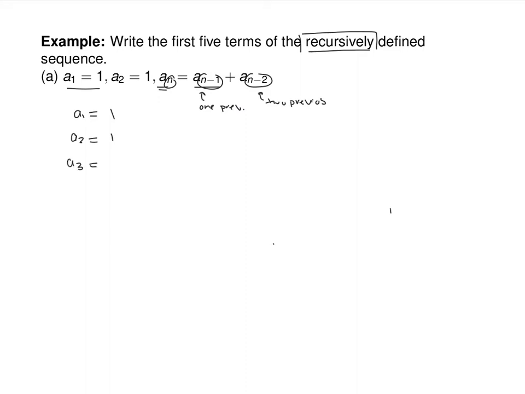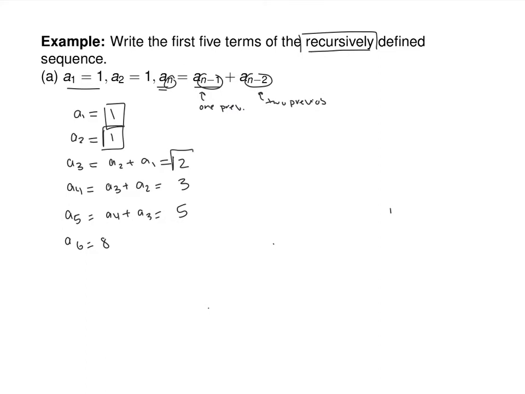So a sub 3 would be a sub 2 plus a sub 1, which will be 2. a sub 4 will be a sub 3 plus a sub 2, which is 1 plus 2, or 3. And a5 is a4 plus a3, which would be 5. And the pattern continues. a sub 6 will be 8. a sub 7 will be 13. You get the idea. But the first 5 terms are 1, 1, 2, 3, and 5.